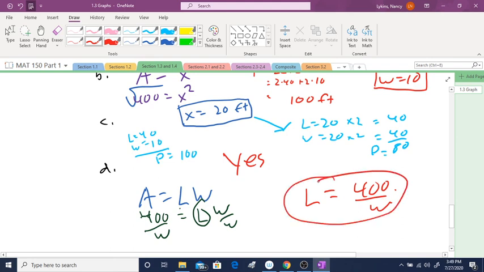So this is my answer, but let's take a look at part A. My length was 40 right here. If I say 400 divided by 10, 400 divided by 10 gives me my 40. Or think about when it was 20. 400 divided by the width of 20 is 20. That gives you all the correct answers. So in terms of L, you have to know W. When you know W and you plug it in, divide it into 400, that gives you your length.